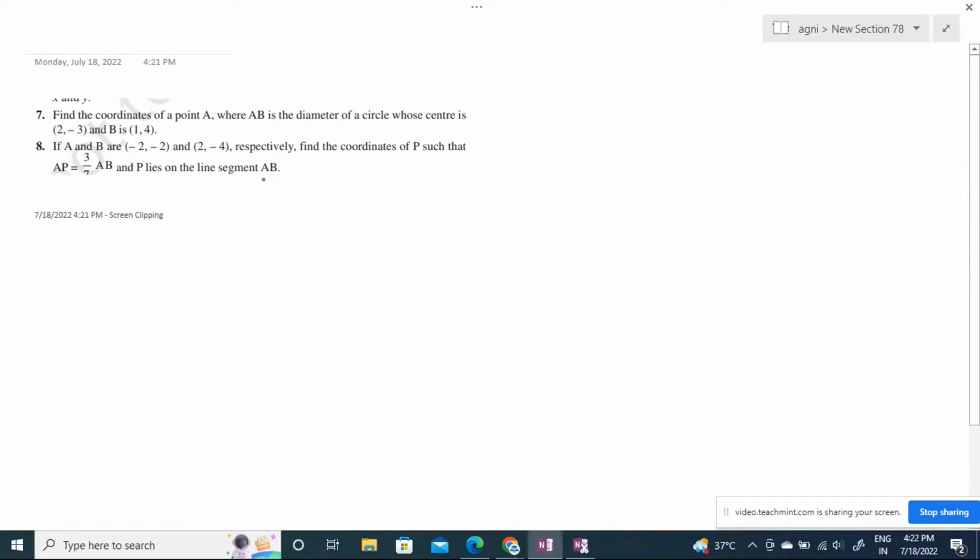Find the coordinate of point A where AB is the diameter of the circle. This is your diameter, okay. Find the coordinate of point A and B.